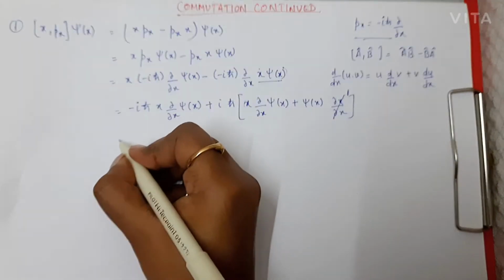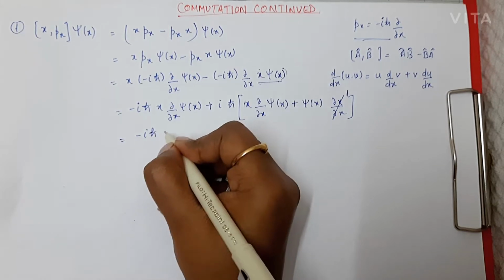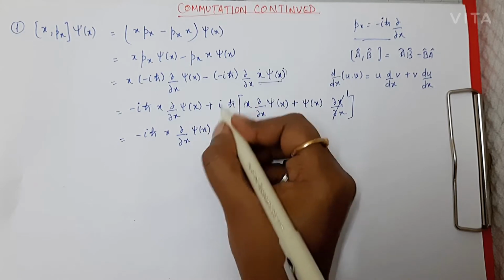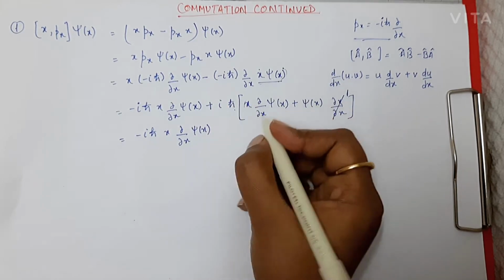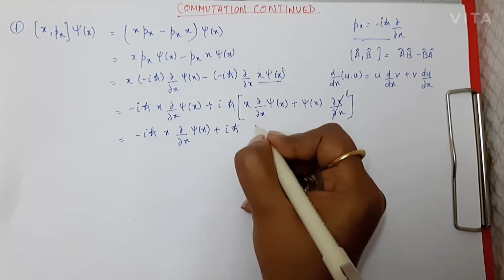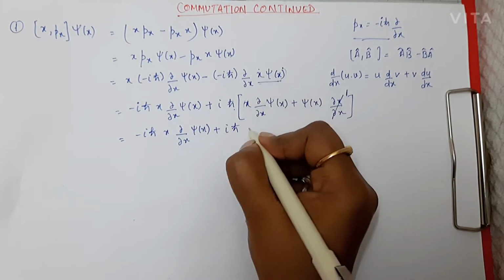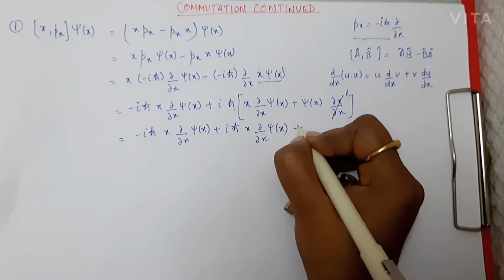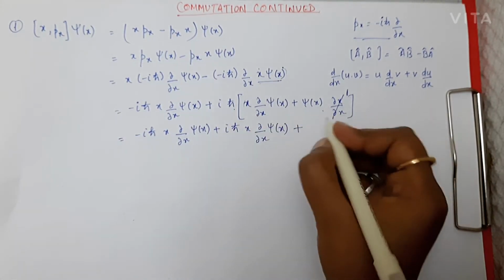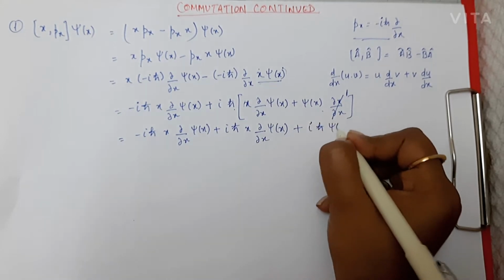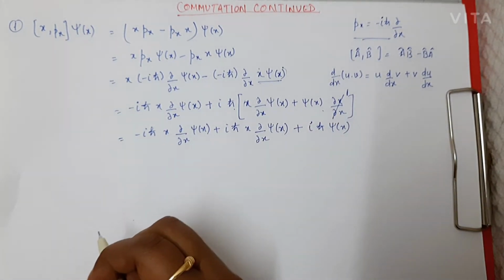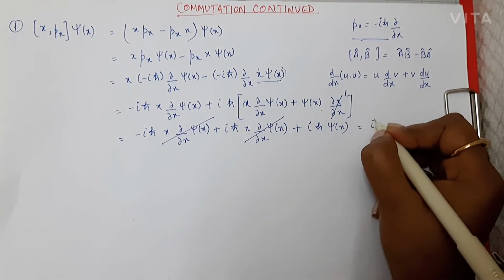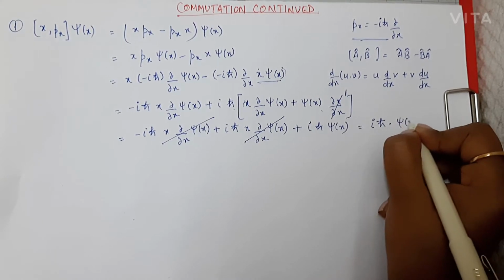Now we'll open this bracket and we'll be left with minus iota h cross x del by del x of psi x. Iota h cross here will be multiplied by these two terms, so we will get plus iota h cross multiplied by this whole term, that is x del by del x of psi x, plus iota h cross multiplied by psi x. Now here what you can observe is these two terms will cancel out with each other and we'll be left with iota h cross into psi x.